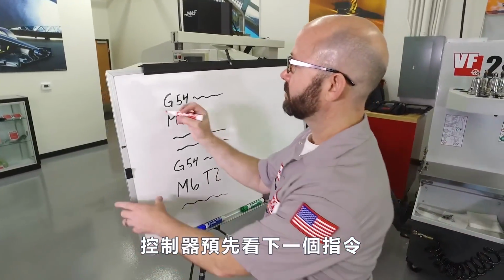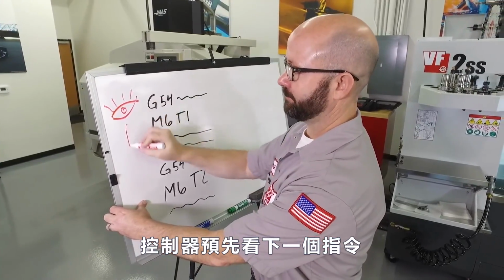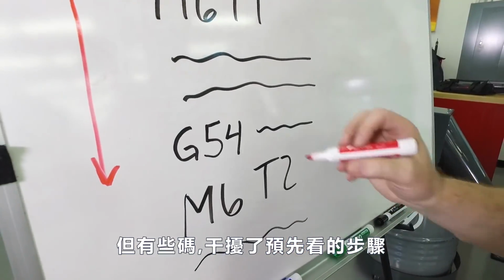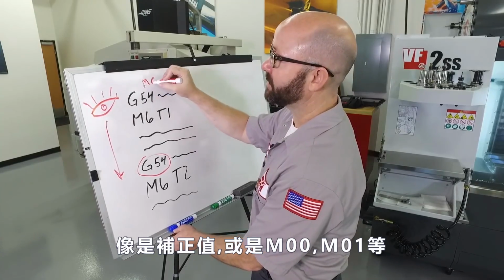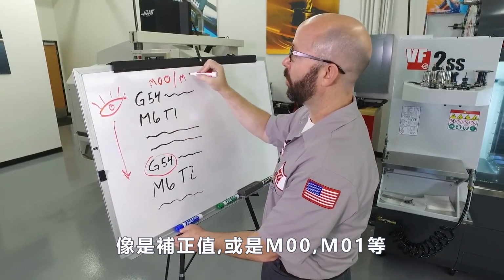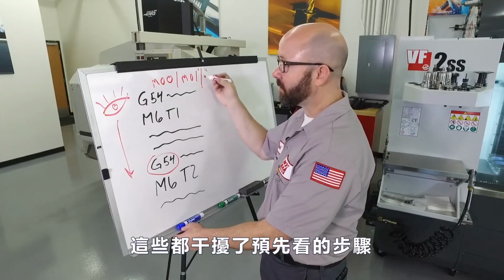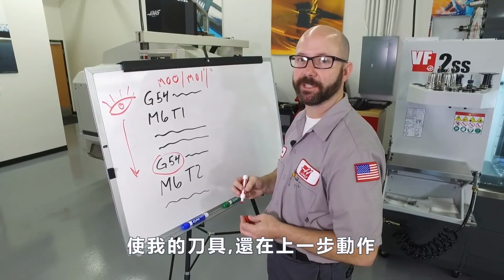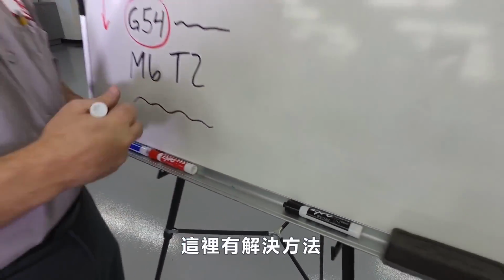The control uses look ahead and can see way ahead in my program. But there are certain codes that block look ahead. Certain codes like work offsets, or even an M00, or an M01, or even a / block delete. These all block look ahead, which are keeping my tool from being pre-staged. This is bad code. Well, here's our solution.